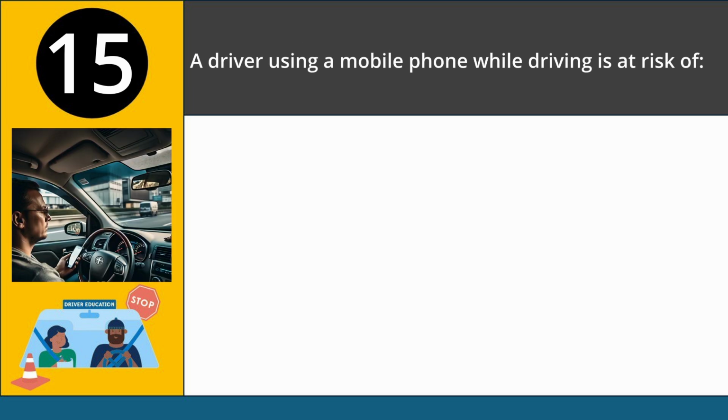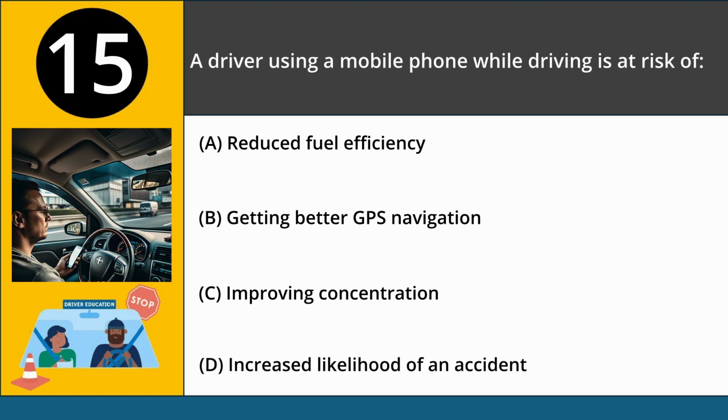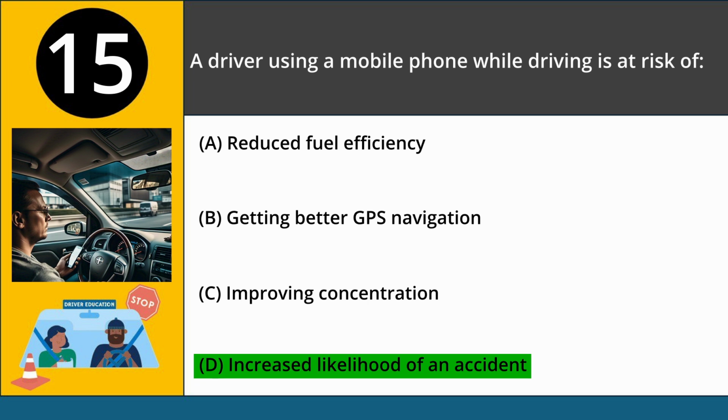A driver using a mobile phone while driving is at risk of: A. Reduced fuel efficiency. B. Getting better GPS navigation. C. Improving concentration. D. Increased likelihood of an accident. Answer: D. Mobile phone use distracts drivers and reduces reaction time.